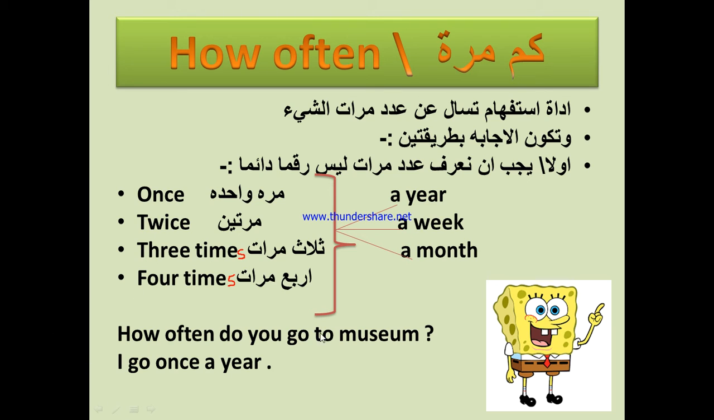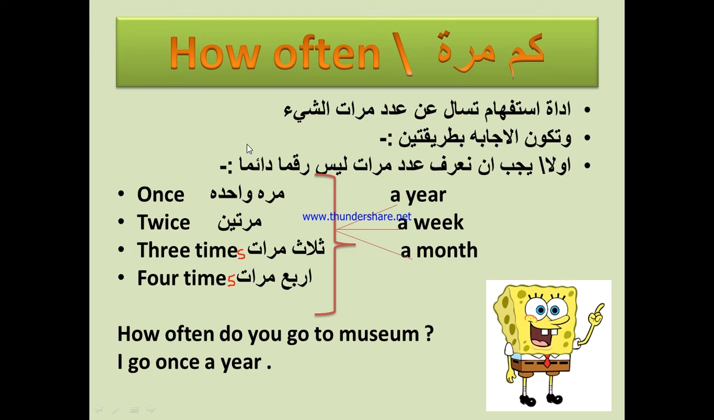How often do you go to museum? I go twice a year. okay. مرتين بالسنة. I go 3 times a year. I go 4 times a year. okay. I ask just like this.